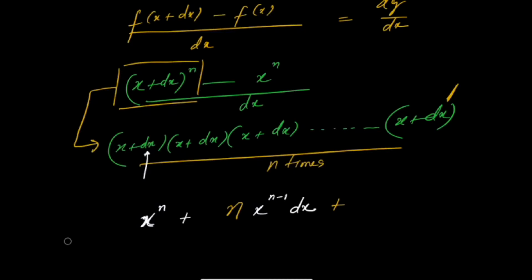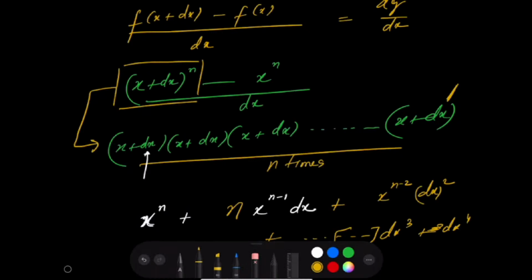Plus you'll have several other terms like x power n minus 2 into dx square. These kinds of terms you'll get when you take two dx's from two brackets, and from the rest of the n minus 2 brackets you multiply x. And you will get so many terms. dx cubed you will get, dx cube into something, dx power 4 into something, and so on and so forth. I'm not interested in that. Why? I'll just tell you.